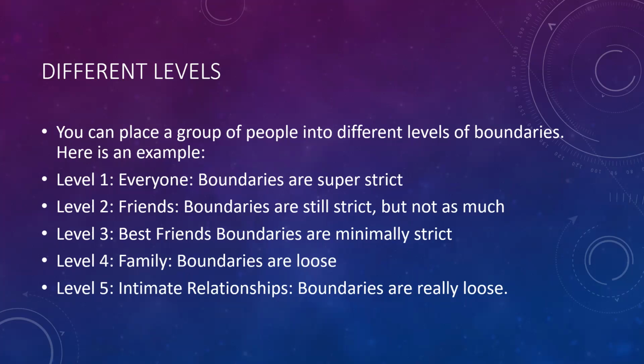And then we go to level 3, again, minimally strict. So be willing to loan more money, give more rides, even potentially let them come over to your house or place where you live. And again, level 4, boundaries are loose, and level 5, boundaries are really loose. And again, that's just an example. They can be whatever it is that you choose to be. But this helps you get an idea of the different levels and where to place people.